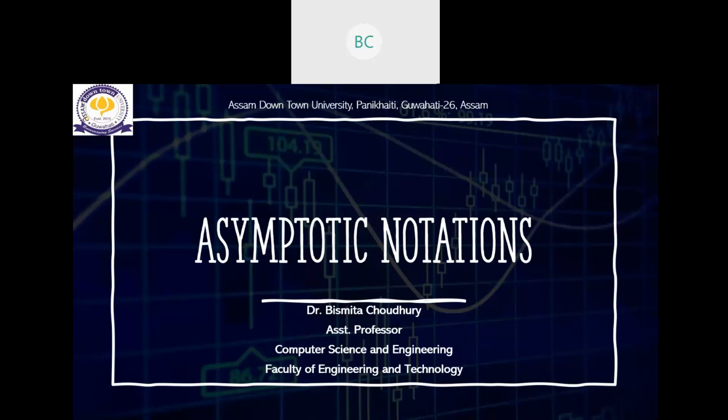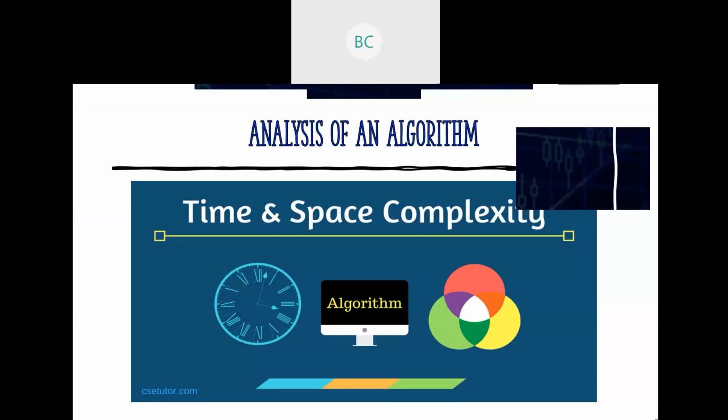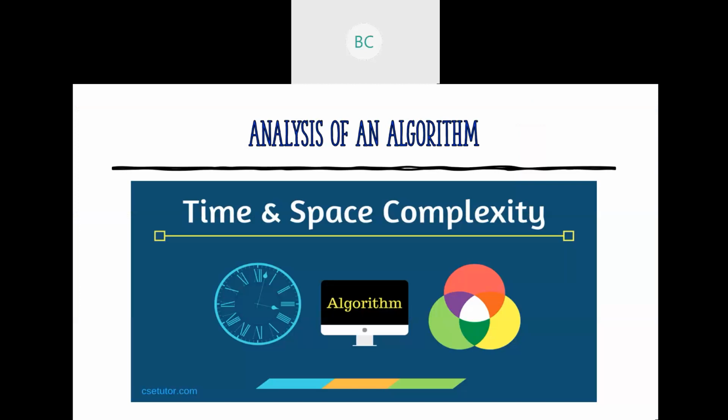So yeah, today we will discuss asymptotic notation. A brief review: last time we discussed time complexity and space complexity. Mainly we discussed space complexity.